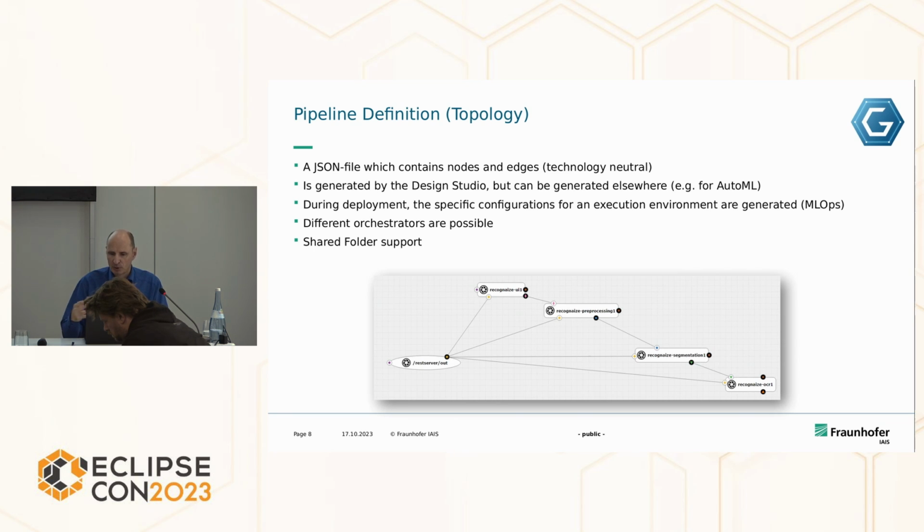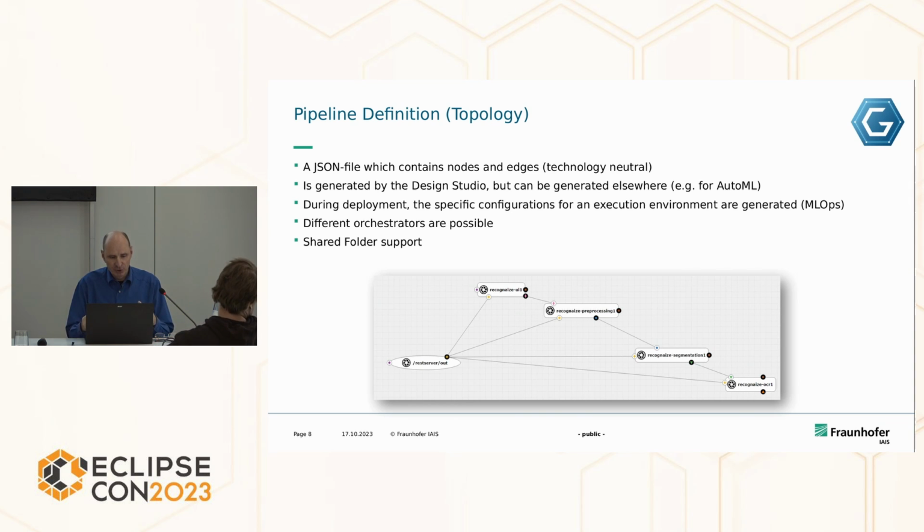It is also possible that this topology could be changed during a run, for example, to support AutoML, advanced scenarios for auto machine learning. So during deployment, the specific configurations for an execution environment are generated. So that's part of MLOps.